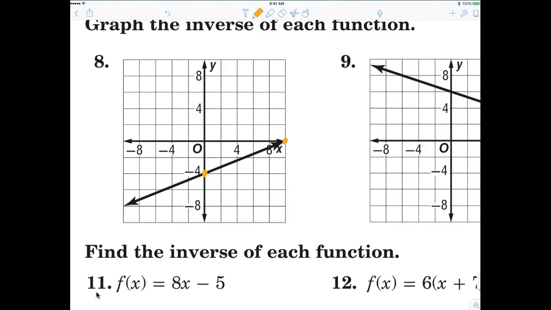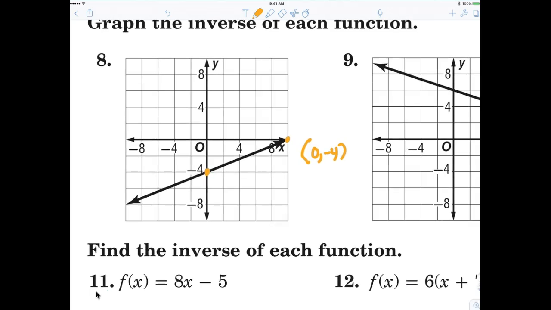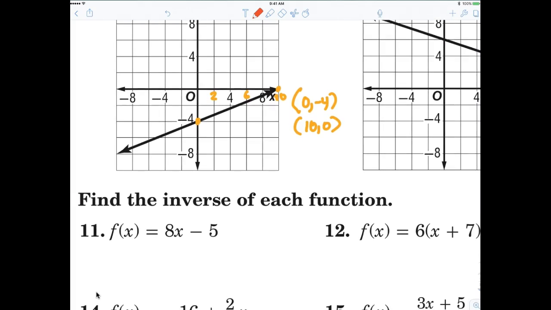Those 2 points that we found are 0, negative 4, and it looks like 10, 0. Notice they're counting by 2's: 2, 4, 6, 8, 10. So that was 10, 0. Now again, what did I say? How easy is it to graph the inverse? All you do is switch the x and the y. So the new points are going to be negative 4, 0, and 0, 10.